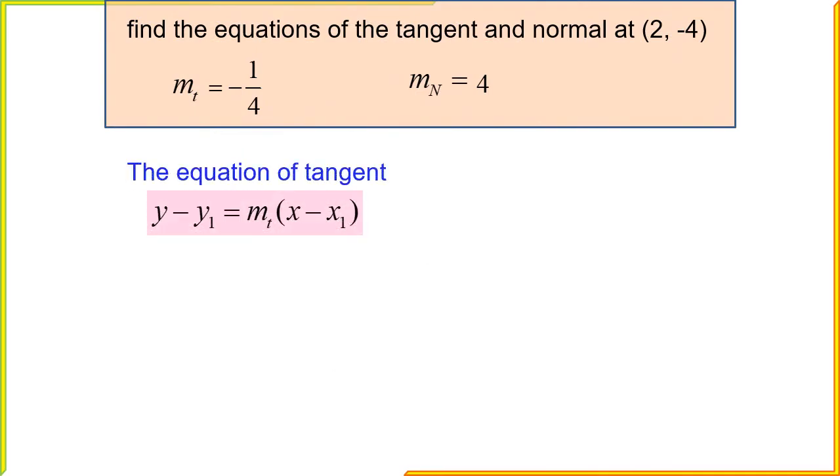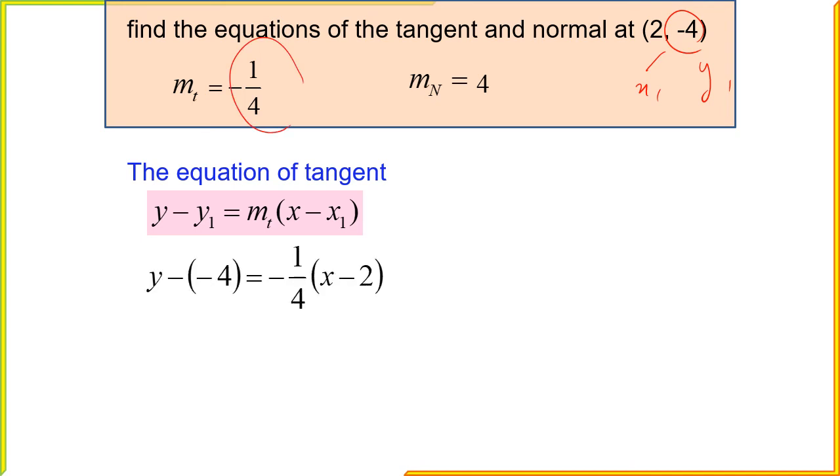To find the equation of the tangent, it will be y minus y1 equal to m tangent multiplied by x minus x1. So y1 is equal to -4, x1 equal to 2, and m equal to mt equal to -1/4. So we have y minus -4 equal to -1/4 of x minus 2. Simplify everything. Here we can expand. We get -1/4 x plus 1/2, and then minus 4 will be -7/2. So y equal to -1/4 x minus 7/2.